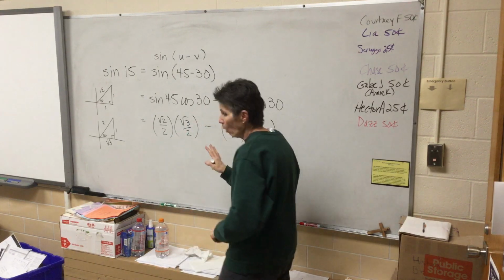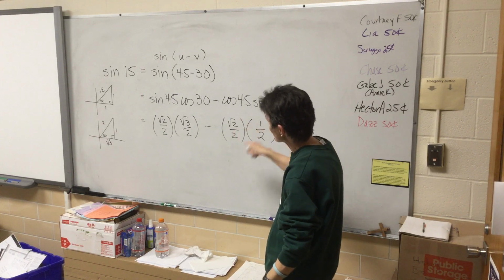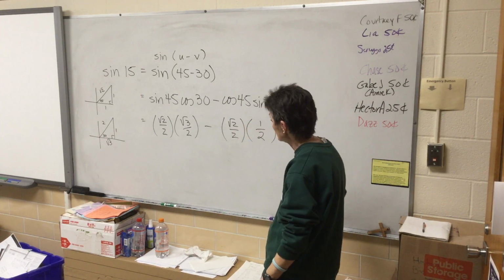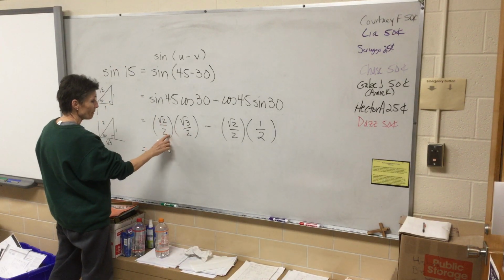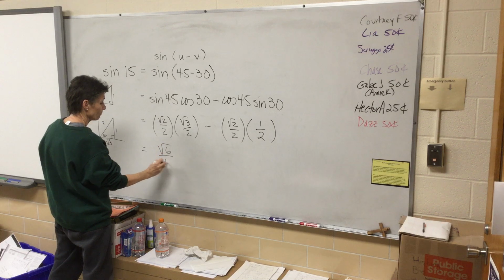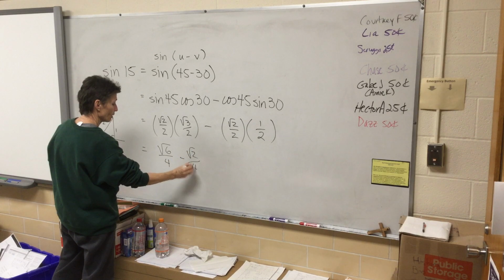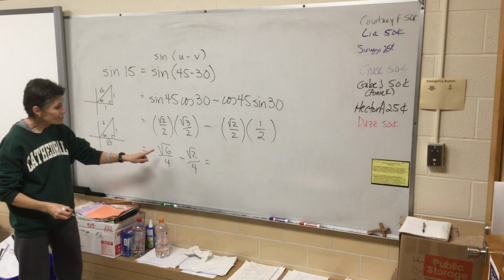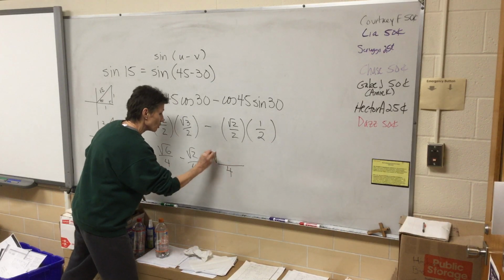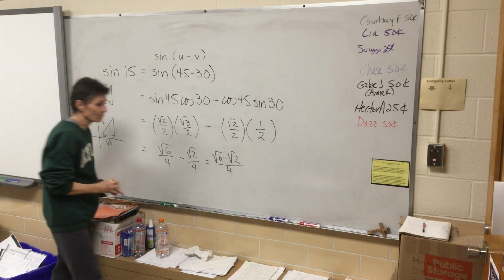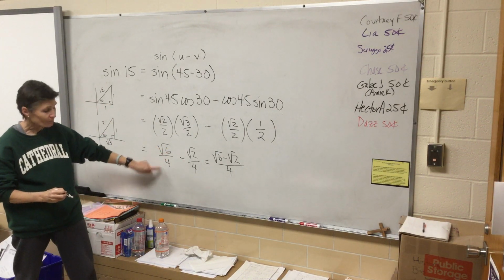So that's all old news. But you got to remember it because you're going to be using those numbers over and over and over again in these problems. So now these two are multiplied. So top times top, bottom times bottom, that's root 6 over 4. Top times top, bottom times bottom, root 2 over 4. These do not combine. However, they do have the same denominator, so we usually write it as one fraction instead of 2. So root 6 minus root 2 over 4.